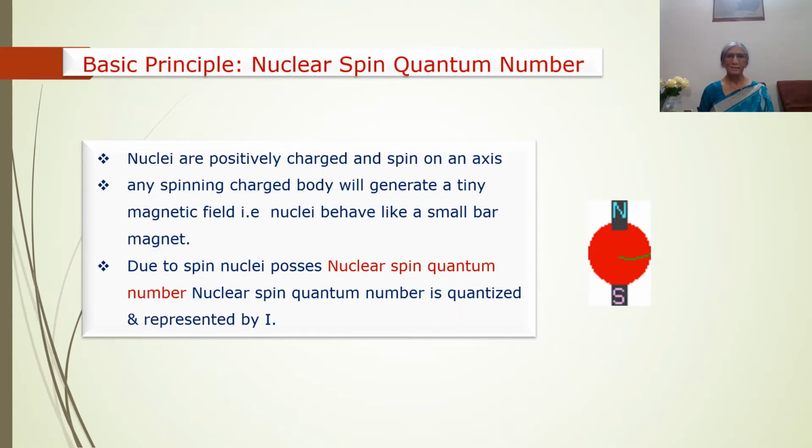Now we will discuss the basic principle of NMR. We know that nuclei are positively charged and the nucleus spins on its axis. Whenever any charged body spins on its axis, it will generate a magnetic field. That is to say, it will behave like a small bar magnet. And this nuclear spin quantum number is quantized and it is represented by I.